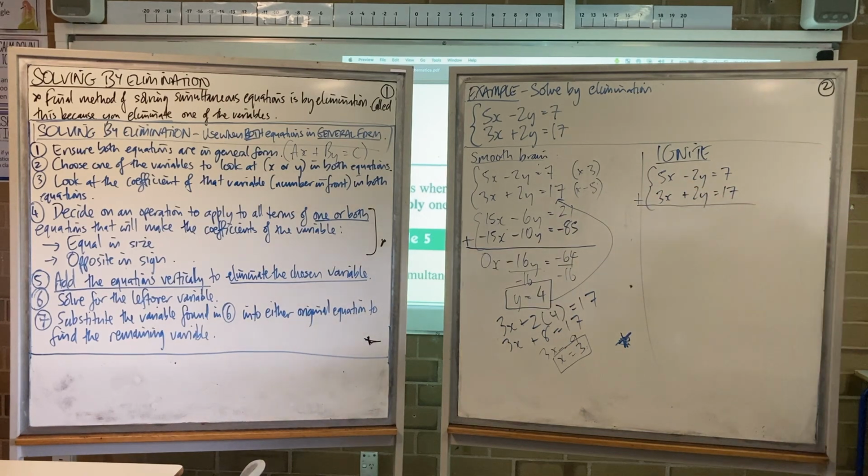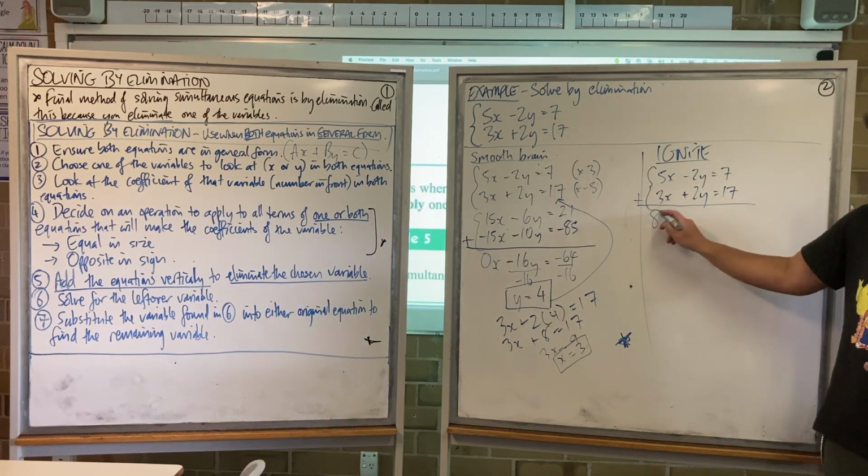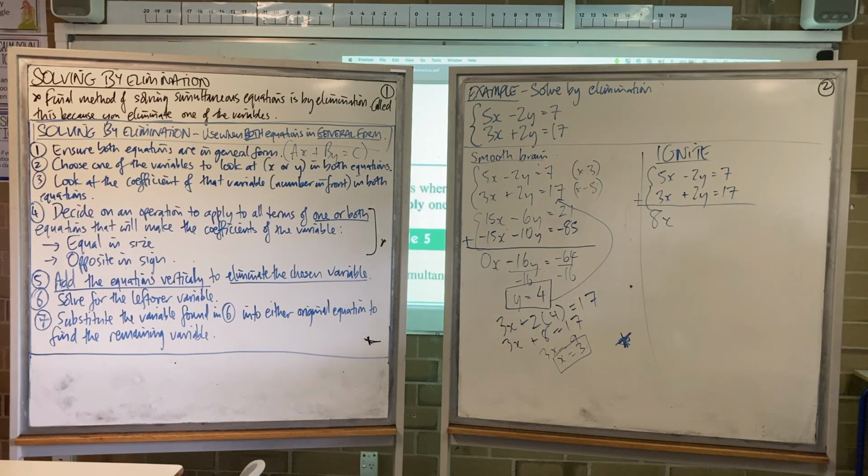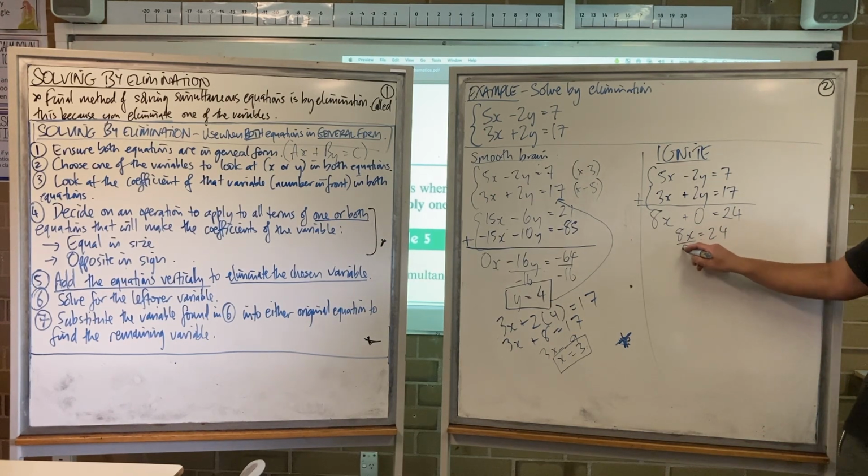What's 5x's plus 3x's? If I've got negative 2y's and I add 2y's, that's going to be eliminated. Plus nothing equals 7 and 17 is 24. So I can solve for this. 8x is equal to 24. 8 over 8 cancels. X is going to be 24 over 8, which is 3. Do you notice that they're the same?